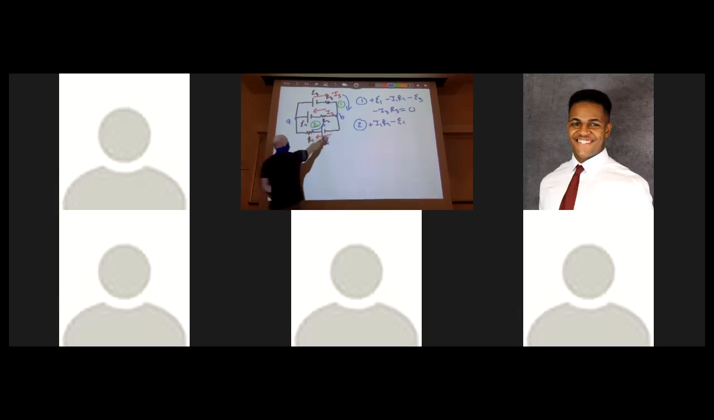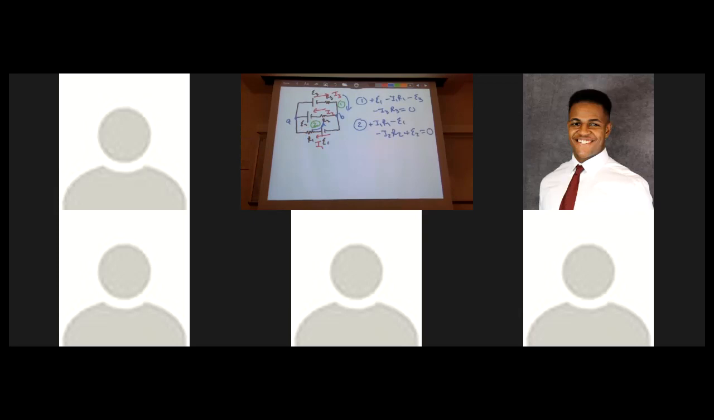Now I'm going to come up to B. From B, I'm going to cut through the center. Here I'm going to go across R2, which has current I2 going through it, in the same direction as the current. So if I go in the same direction as the current, is that positive or negative? Negative. So now I get a minus I2 R2. Then I'm going to go across the battery from the negative to the positive. If I go from negative to positive, is that positive or negative? Positive. Plus E2 is equal to 0. Good.